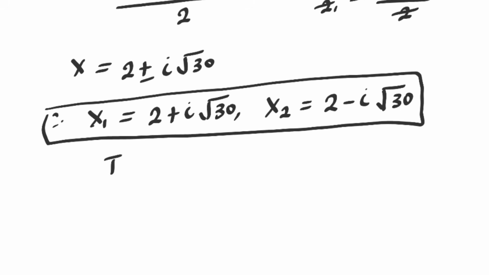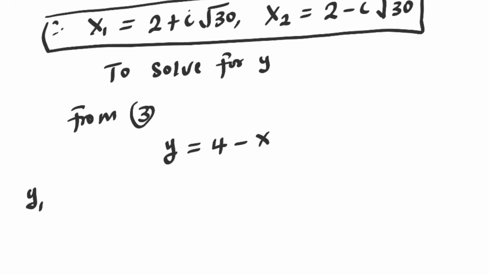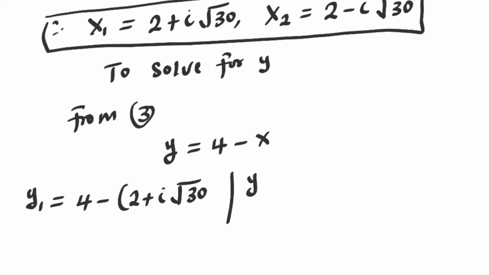Let us solve for y. To solve for y from equation 3, y is equal to 4 minus x. y1 is equal to 4 minus x1, which is 2 plus i square root of 30. And y2 is equal to 4 minus x2, which is 2 minus i square root of 30.